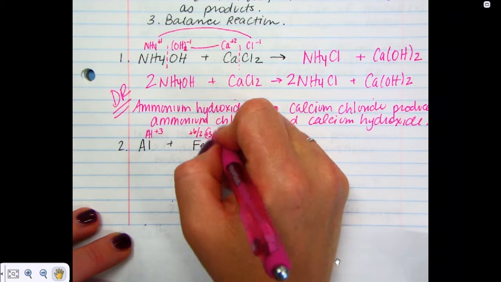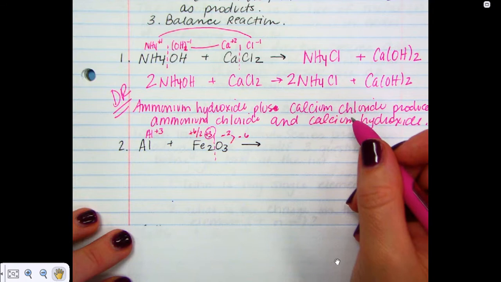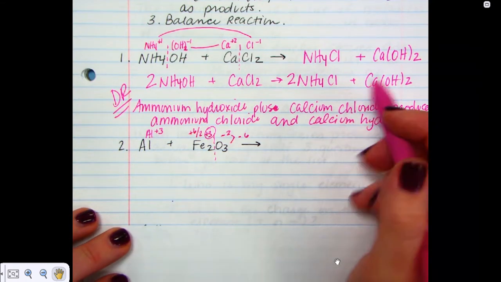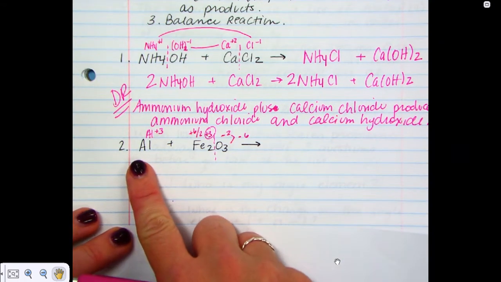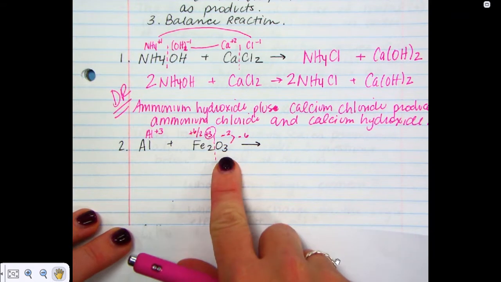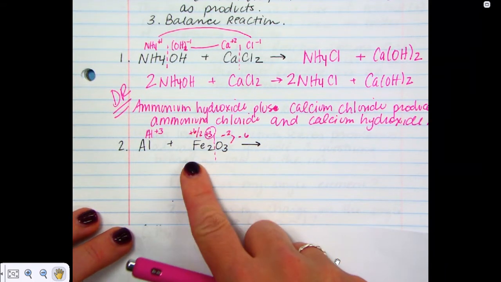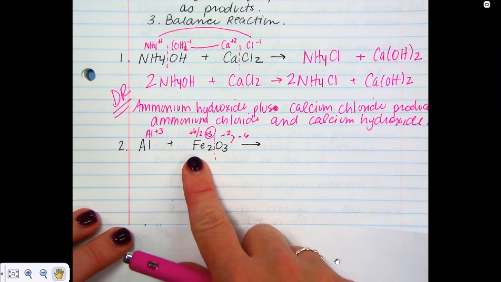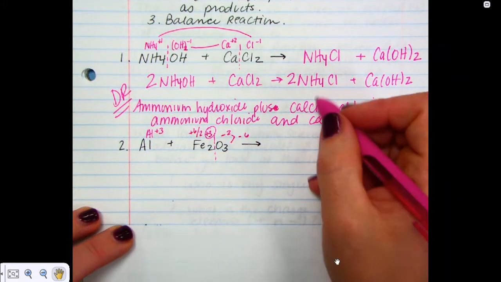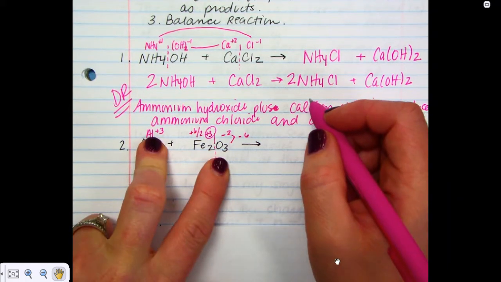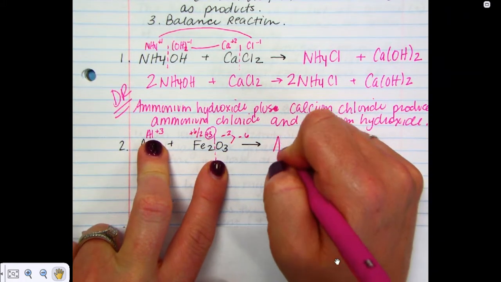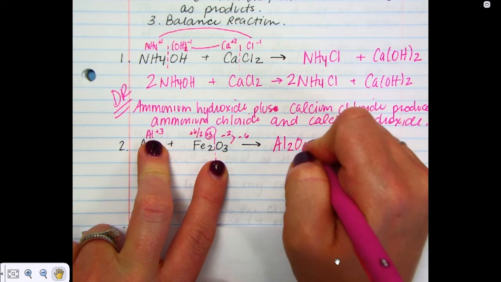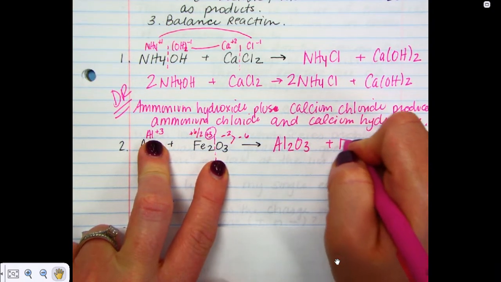Okay. So recombine my positives and my negatives. The aluminum is positive. It's going to have to pair with the oxygen that's negative. Then what's going to happen to the iron? It's going to get booted out and be by itself. So Al +3 and O -2, drop and swap, Al2O3 plus Fe.